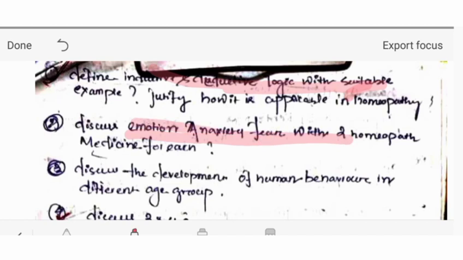Then from psychology, emotion, anxiety and fear come as a question. It came as a short note, like emotion, anxiety, fear, each one. But in a long question it comes as three together, with two examples of medicine. Now in the 3 number question, from psychology, discuss the development of human behavior in different age groups. That is also a psychology question.